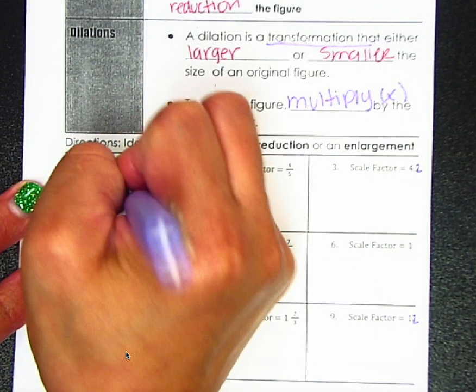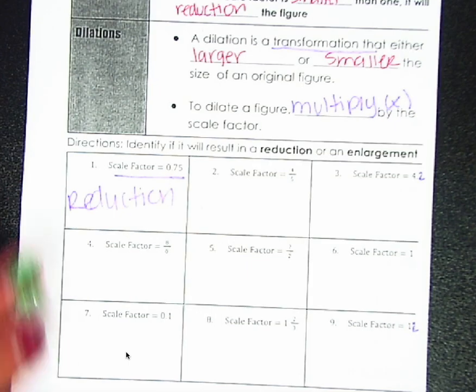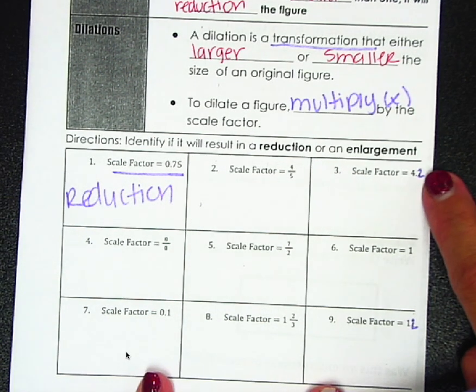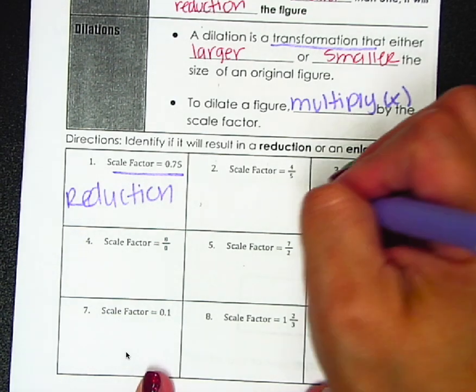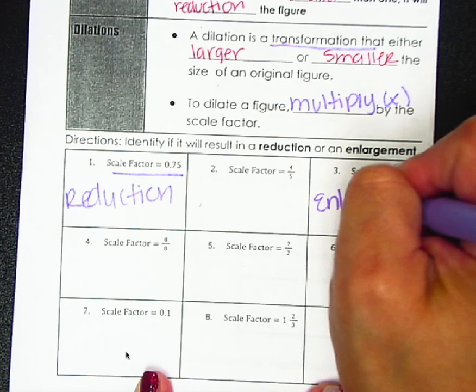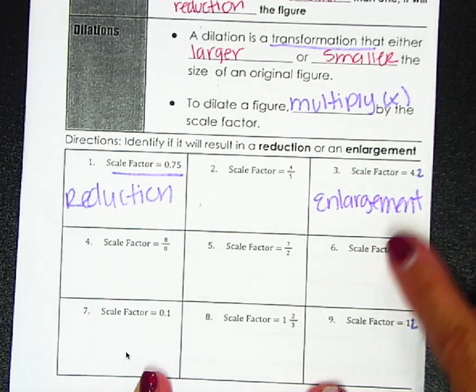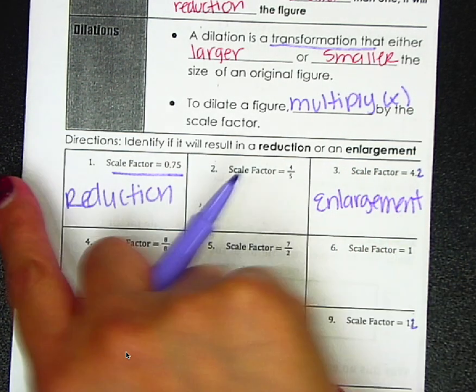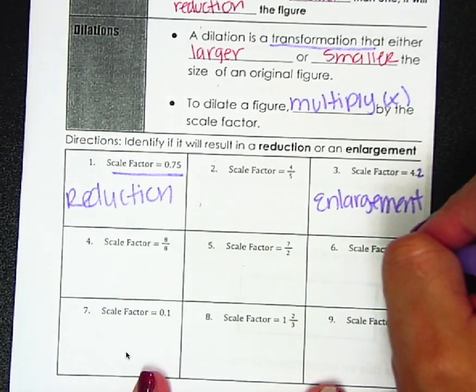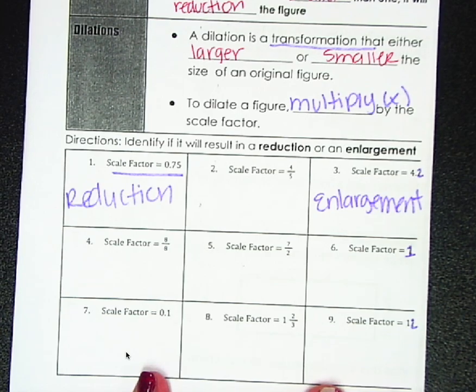I know that 0.75 is smaller than 1, so I'm going to write the word reduction. Okay, I'm going to look at example 3. I know that 4.2 is bigger than 1. That means it's going to be an enlargement. That means that the picture's going to get bigger, and if it's smaller than 1, the picture's going to get smaller.